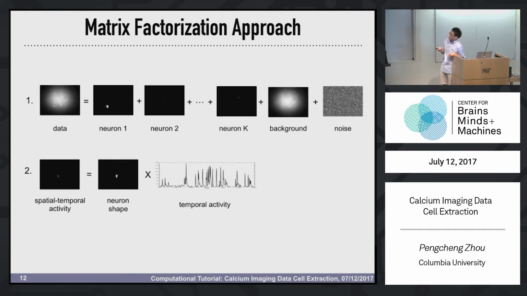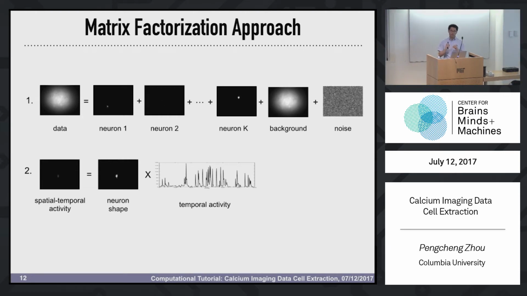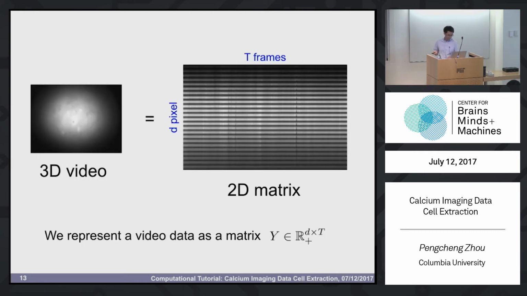And the other observation is that the spatial temporal activity of one neuron can be represented as a product of a spatial shape times the temporal activity. What I mean here is that among all frames, the neuron shape is unchanged. The fluorescence intensity changes according to the neural activity. When the neural activity is high, the fluorescence intensity is also high, but the neuron shape is unchanged. Mathematically, this is called rank-1 decomposition.